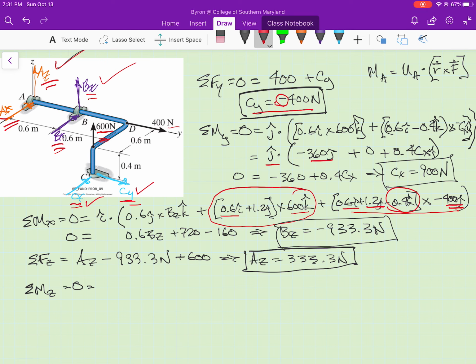So the sum of the moments about the z-axis, the unit vector is k. I'm going to dot that into, let's do b sub z first. The position vector from the z-axis to b sub z is just 0.6j crossed into, now I've shown bx in the negative direction, so it's going to be crossed into negative bxi.